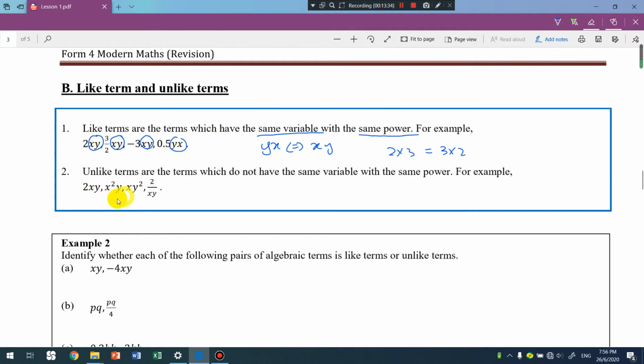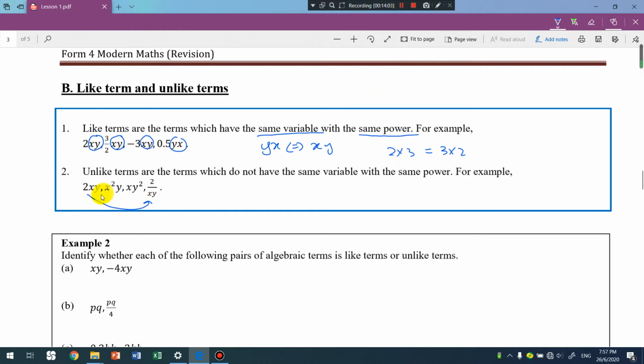How about this too? X squared y, xy squared, they have the same variable, but the problem is the power is different. The power for x here is 2, but the power for x here is 1. The power for y here is 1, and the power for y here is 2. So this is unlike terms. How about these two? These two look exactly the same, right?